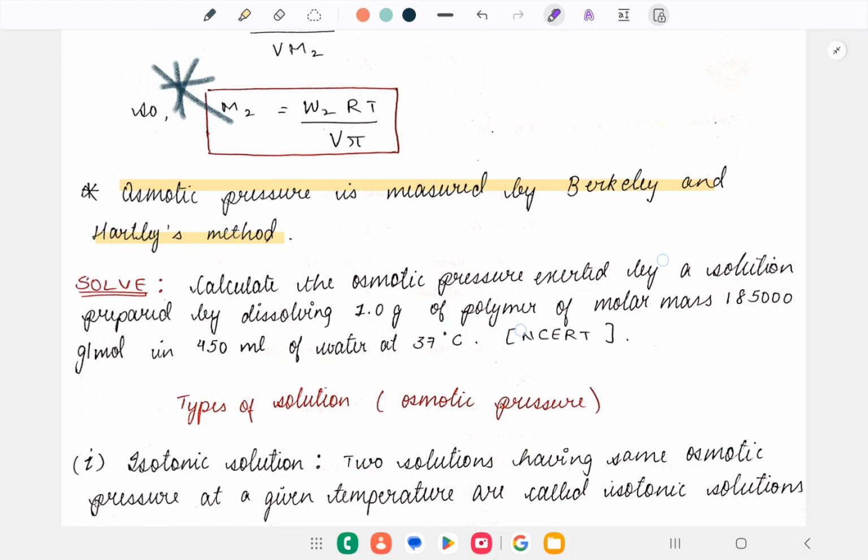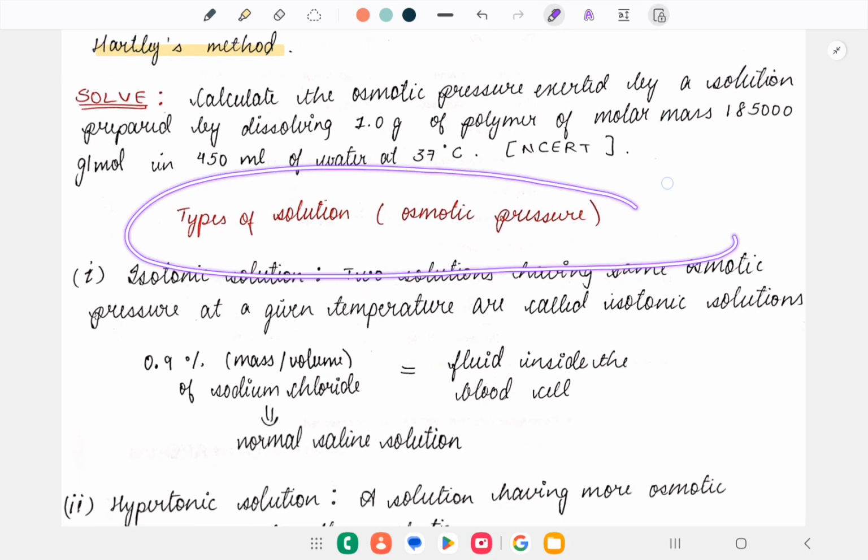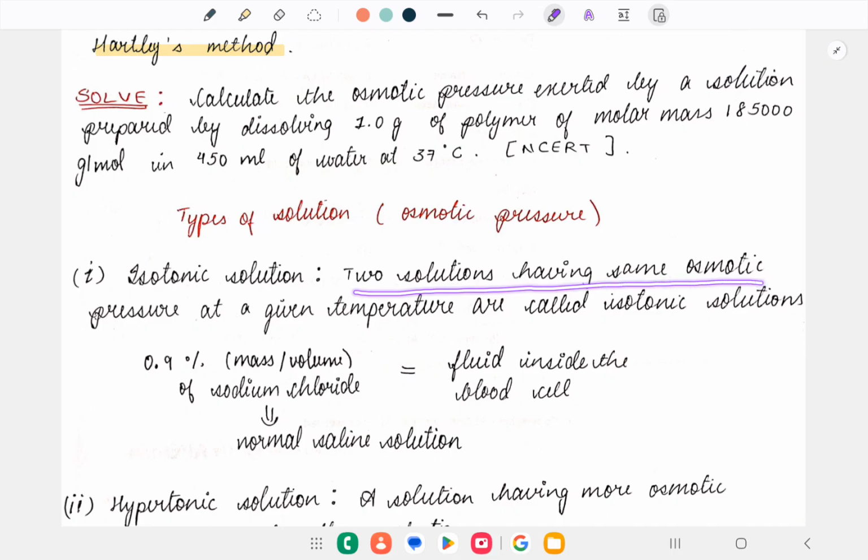Now we will study the different types of solutions. The first type is isotonic solutions. Two solutions having the same osmotic pressure at a given temperature are called isotonic solutions. There is no osmosis between these two solutions as they have the same molar concentration.